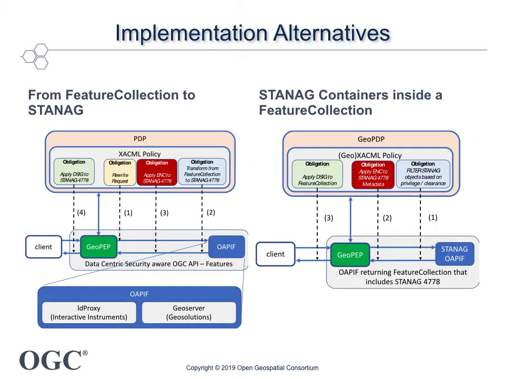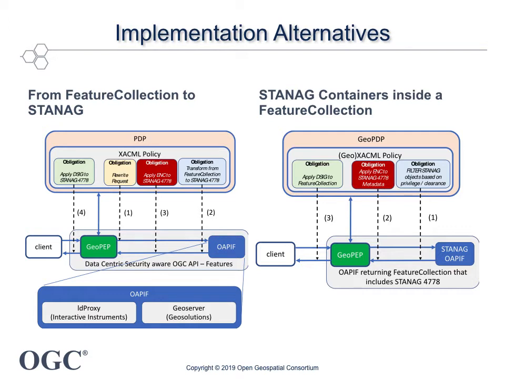The second approach, STANAG containers inside a feature collection, demonstrates the ability to request a feature collection from a STANAG-aware feature service via the OGC API for features. The response here is a digitally signed feature collection where each member is a STANAG 4778 encoded data object.